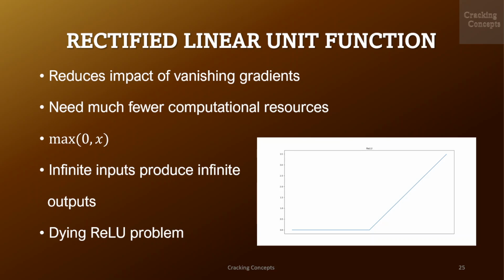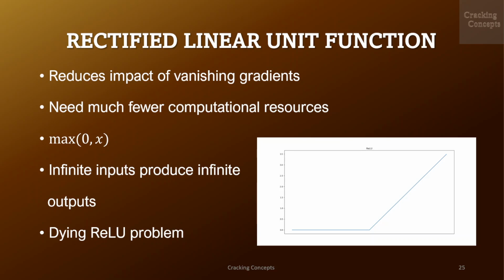Additionally, this function does need much fewer computational resources than sigmoid and tanh functions. This function essentially needs to be executed as max of 0 and x, which is a max function, which produces 0 when x is less than 0 and x when x is greater than or equal to 0. Now comparing this with the formulas for sigmoid and tanh functions, which contain exponents, computing the output of a max function is much simpler and less computationally expensive.